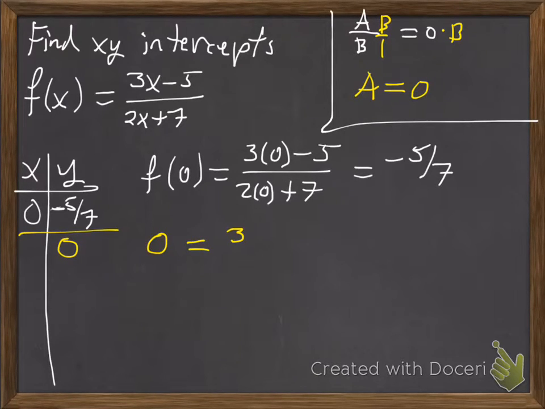So remember, when we're looking for the x-intercept, that means the y is 0. Well, y is f of x, so you're going to replace the entire f of x with 0. Okay, and we're going to go ahead and solve here. So you have the function 3x minus 5 over 2x plus 7. That's equal to 0.